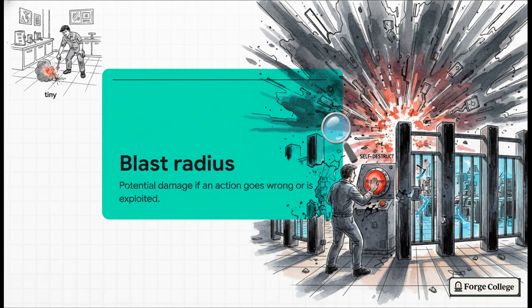Now, the real deciding factor for where we actually place our heaviest security gates comes down to one core concept: blast radius. It's exactly what it sounds like. We're asking, what is the potential extent of the damage or the financial impact on the protocol and its users if an action goes completely wrong, or if an attacker exploits a vulnerability?